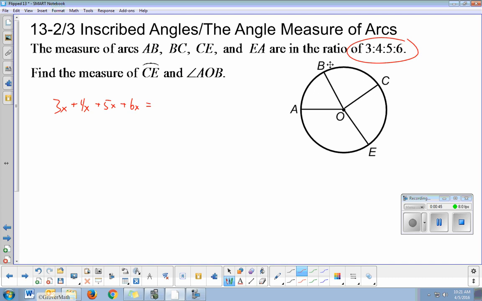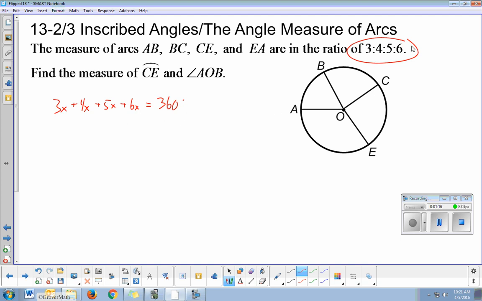Now, AB, BC, CE, and AE combine to be the whole circle, so we know that's a total of 360 degrees. So if we add these four arcs together, we get 360. The reason we attach x to each of them is because we don't know what the ratio is. They're 3, 4, 5 to 6 in a ratio, but is it 30, 40, 50, 60, or is it 60, 80, 100, 120? That would still give us a 3, 4, 5, 6 ratio. So we have to find out what that multiplier x is.